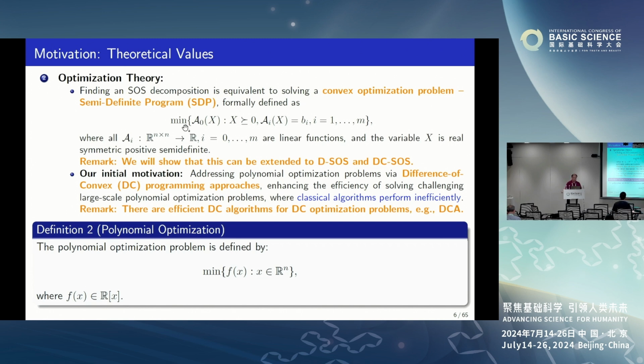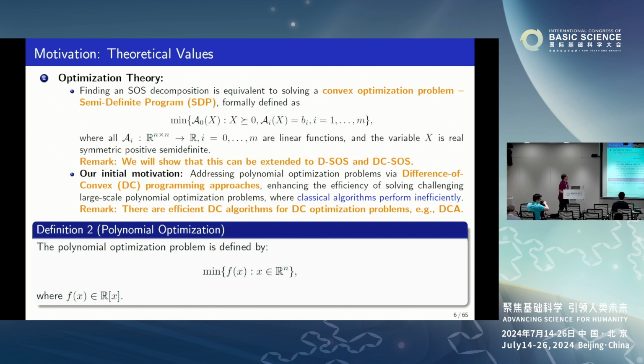So here the A_i, from 0 to n, are some linear mappings. They take a variable, a matrix variable, n times n, and return some real values. It's a linear function. And we can define the problem as minimizing a linear function over some linear equality constraints, with the matrix variable defined to be real, symmetric, positive semi-definite, meaning that all eigenvalues are either strictly positive or zero. Right?